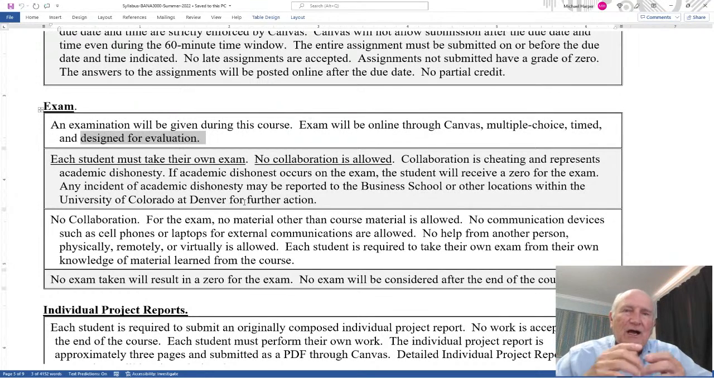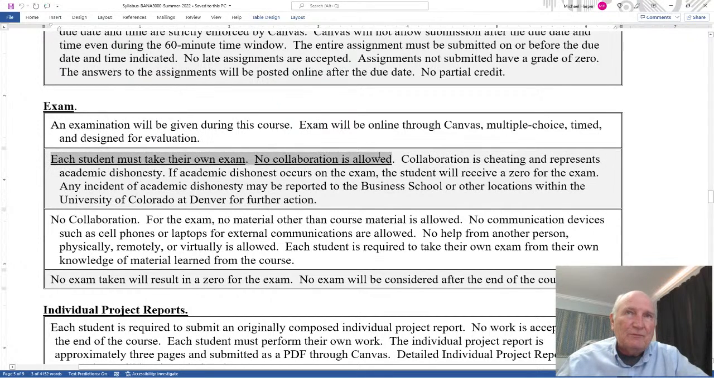In other words, I will ask you things you should know. I don't ask you things to try to figure out. You should already know them. It's open book, it's open note, it's designed for evaluation. It's multiple choice, and you should be able to find the answer very directly. Especially since in the exam study guide, I will tell you pretty much what the questions are and how to study for them. Each student must take their own exam.